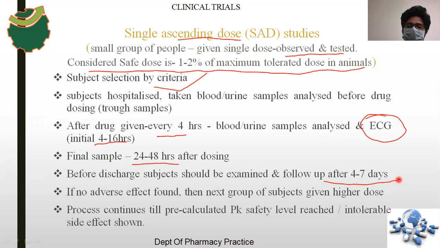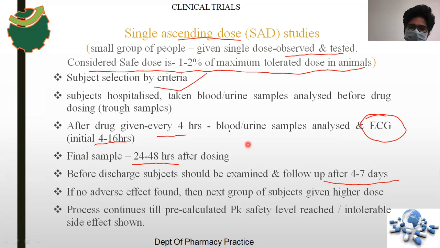Okay, because some effects will be of the delayed type. We have already seen that certain effects are delayed, and done. If no adverse effects are found, then the next group will start with a higher dose. So here they started with 500 mg of paracetamol. They were given everything, and they found there is no problem. So the next batch will receive 650 mg or 750 mg.